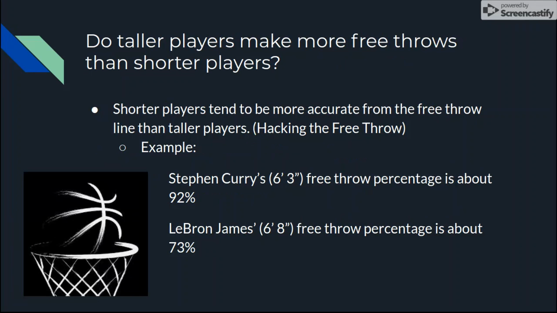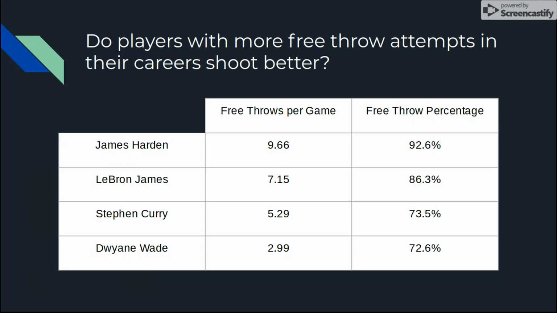Do taller players make more free throws than shorter players? Shorter players tend to be more accurate from the free throw line than taller players. An example we have is Steph Curry, who is 6'3" and has a free throw percentage of about 92%, while LeBron James is about 6'8" and his free throw percentage is about 73%.